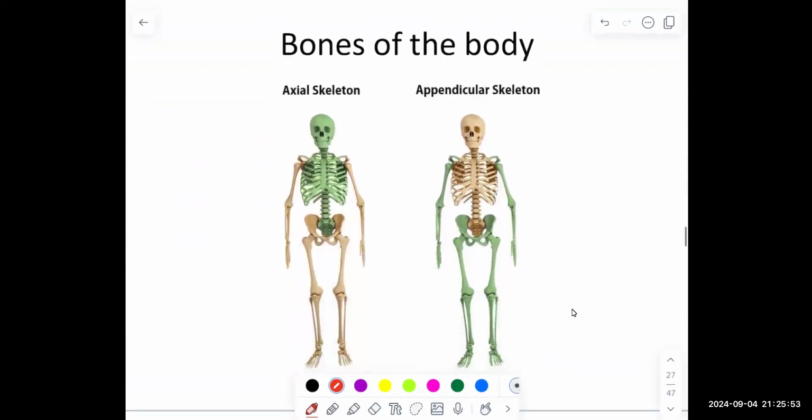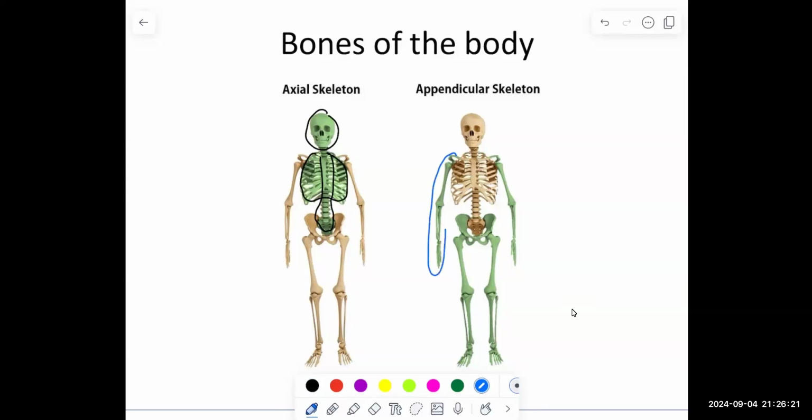Bones of the body. We're going to start this in lab next week. The axial skeleton includes the skull, the thoracic cage, and the vertebral column. That is the axial skeleton. The appendicular skeleton: the shoulder bones, arm, forearm, hand bones, the hip bones, the thigh bone, leg bones, ankle bones, foot bones.